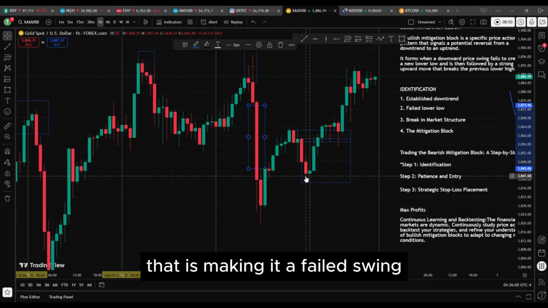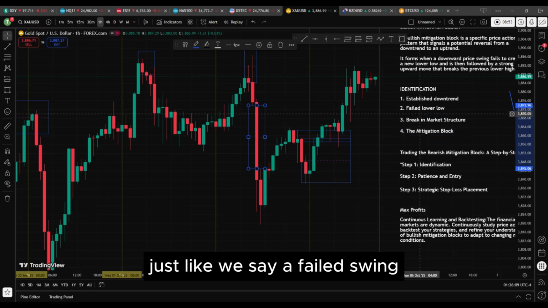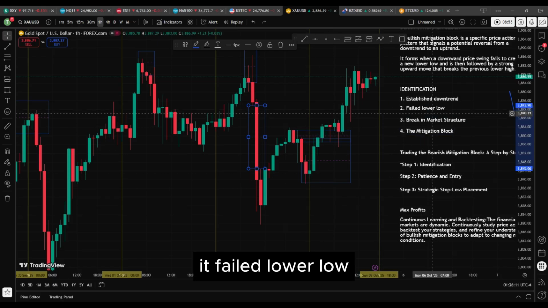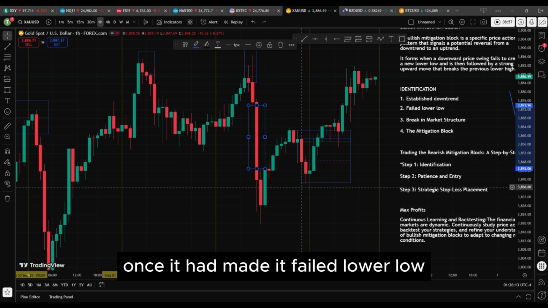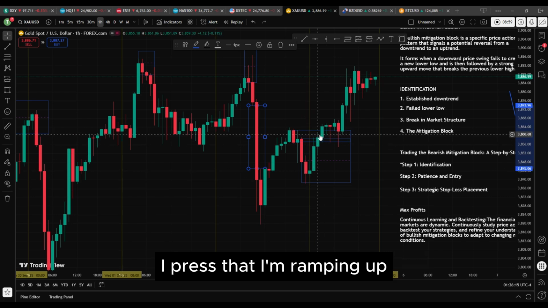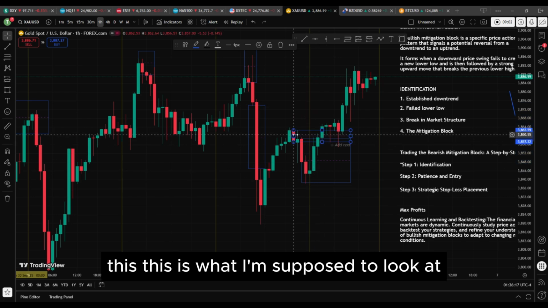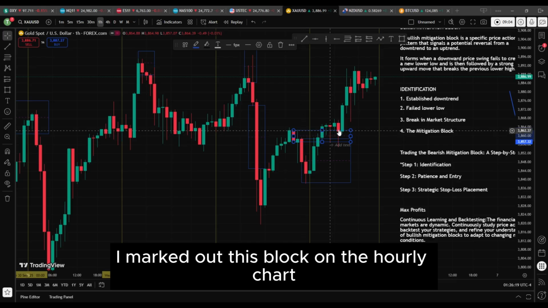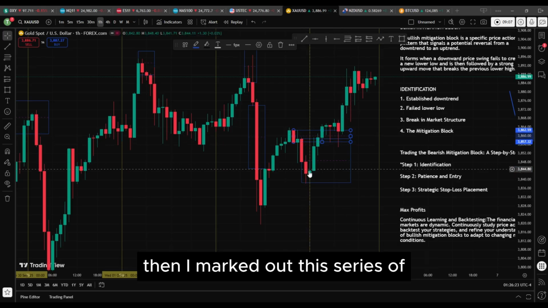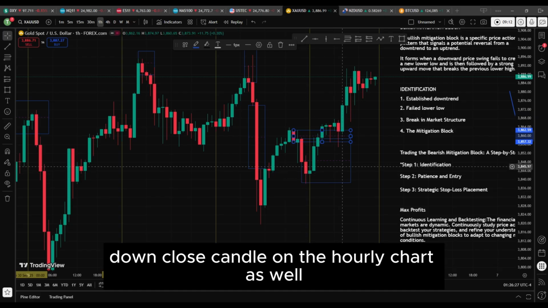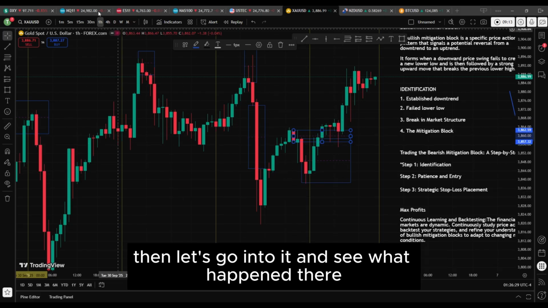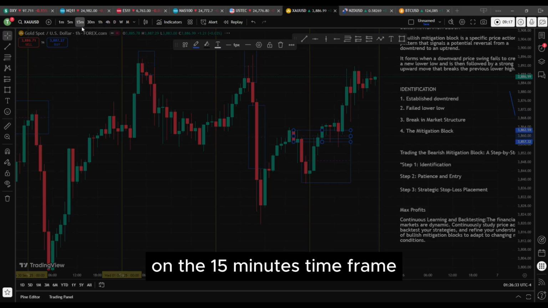That is making a failed swing, a failed lower low. Once it had made a failed lower low, price started ramping up. Okay, this is what I'm supposed to look at, and I marked out this block on the hourly chart. Then I marked out this series of down close candles on the hourly chart as well. Let's go into it and see what happened there on the 15 minute time frame.